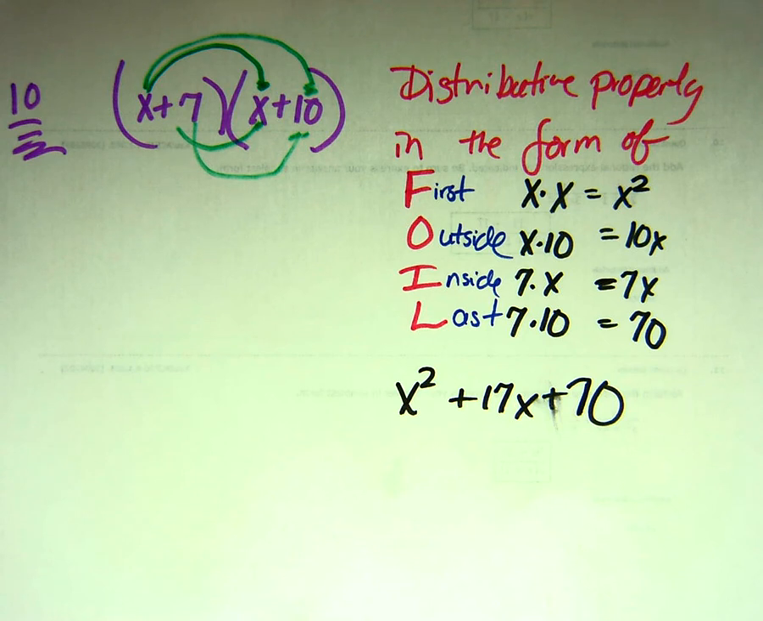Now we're going to combine the terms. So I'm looking only right here. There's nothing that I can combine with x squared, so it's now gone. I can combine these two, so 10 plus 7 gives me 17x. And then with the 70, bring it down, and it is positive. So my final answer is x squared plus 17x plus 70.